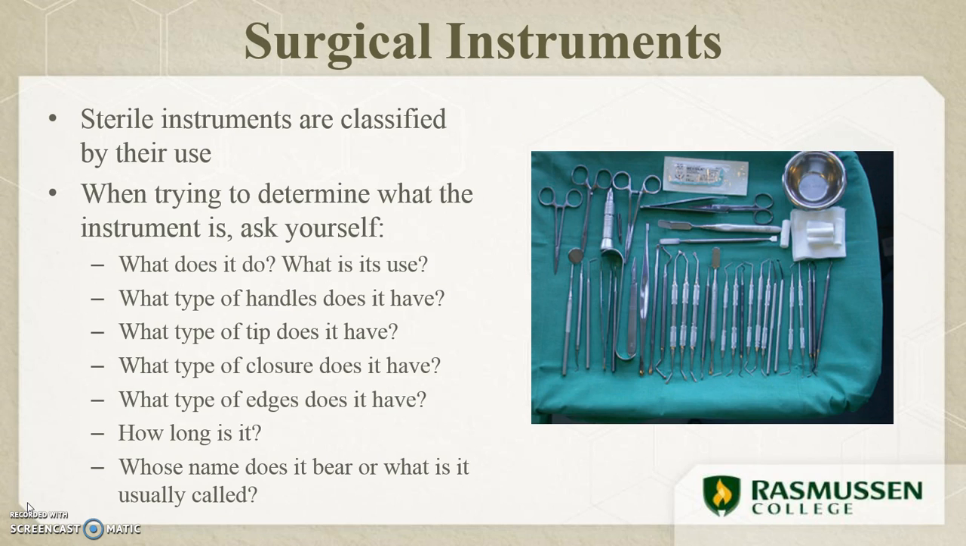Now, surgical instruments are generally classified based on their use. That's either cutting, dissecting, grasping, clamping, dilating, probing, visualizing, or suturing. Specific instruments are used in specific specialties, so make sure that you know what you're using when you're using it. And when you're trying to identify an instrument, you want to ask yourself the questions that you see here on your PowerPoint. That will help you to determine if it's going to be useful or not for you to use.